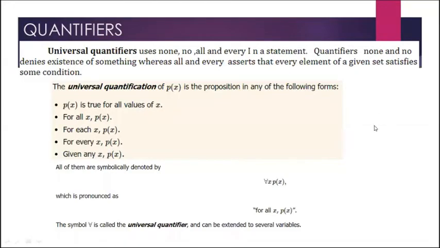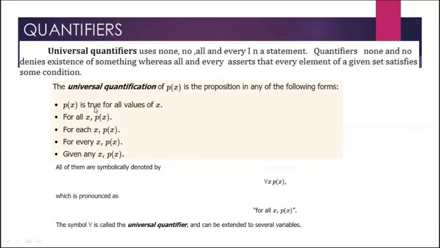So next we have your quantifiers. The first one is the universal quantifier, which uses none, no, all, and every in a statement. The quantifiers none and no deny the existence of something, whereas all and every assert that every element of a given set satisfies some condition. The universal quantification of P of x is the proposition in any of the following forms.